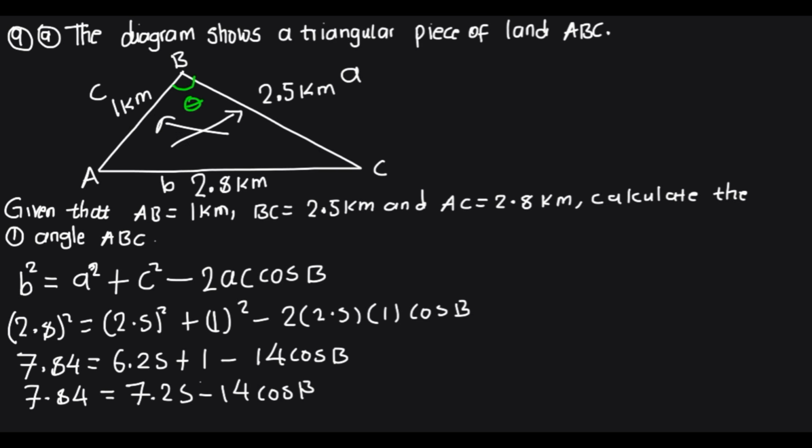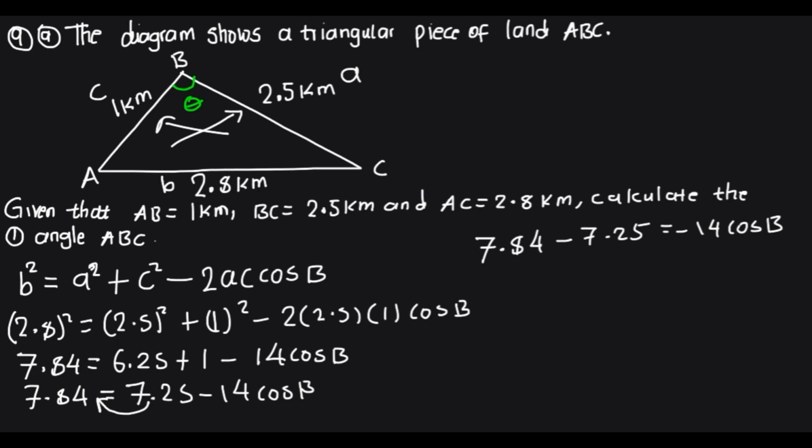So anything without cos B should cross this equal sign. So our 7.25 will move to this side. So we are going to get 7.84 minus 7.25 is equal to negative 14 cos B.